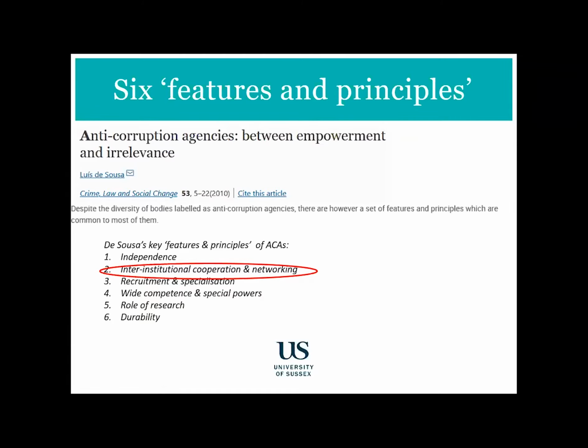Now, de Souza is very specifically talking about anti-corruption agencies, and the UK doesn't have an anti-corruption agency. But I suppose what I'm suggesting here is that the features that he has identified, irrespective of whether you're a country which has an ACA or not, you would hope to find in your anti-corruption governance. So I think the question for the UK is how much of this is found in its anti-corruption governance, and therefore is it fit for purpose?